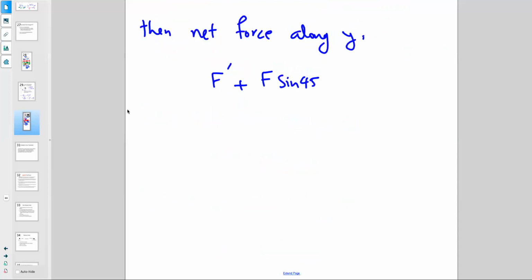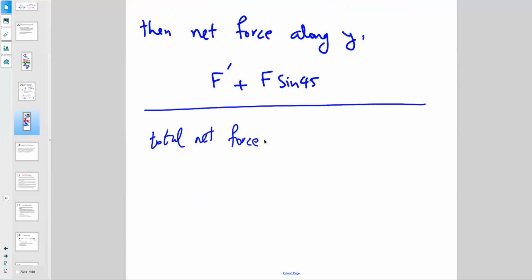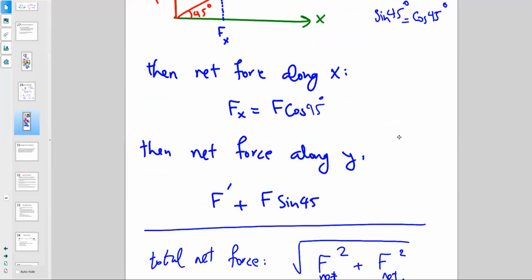And now, in order to find the total net force, you will have F of net along the X direction squared plus F of net along the Y direction squared. So that's F of net along the X, and that's F of net along the Y.